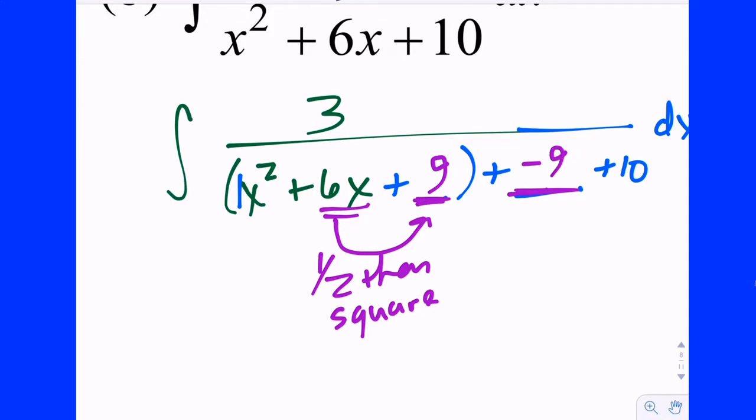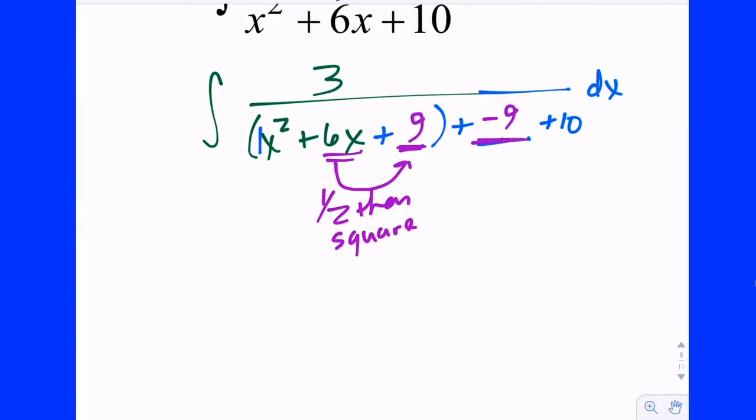You'll see in a couple of examples from now maybe when we do have to factor out, if you factored out, let's say, a 2, remember you didn't just add a 9 on the inside, you actually added a 9 times 2, which would be an 18. So you'd have to subtract 18. So that's how you complete the square.